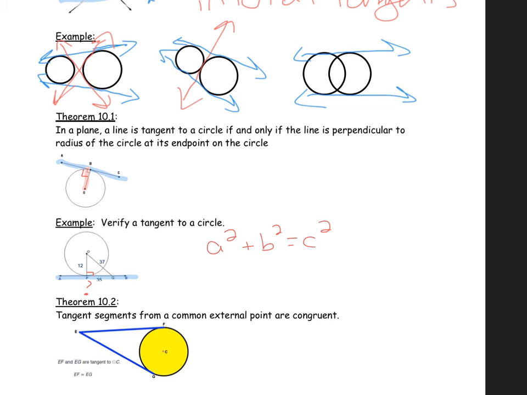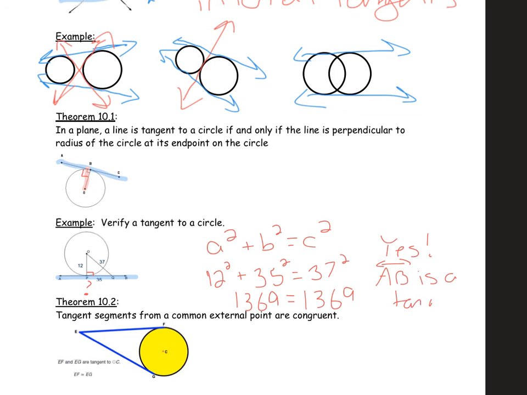Okay, so if I plug in my legs, it would have to be 12 and 35. The hypotenuse would have to be 37. So if we test this, if I do 12 squared plus 35 squared, we're going to get 1,369. If I do 37 squared, we're going to get 1,369. So those are equal. So yes, AB is a tangent because it works.